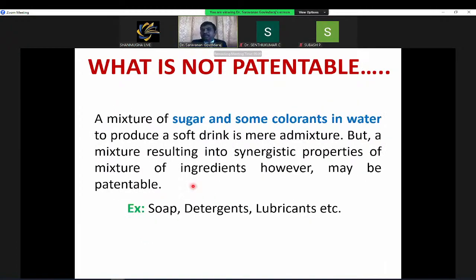And similarly, sugar is there, and in that sugar, if you are adding some colorants and adding water, and I make it as some new solution or drink, can I go for a patent? No. That is also according to the Patent Act, it is not possible.